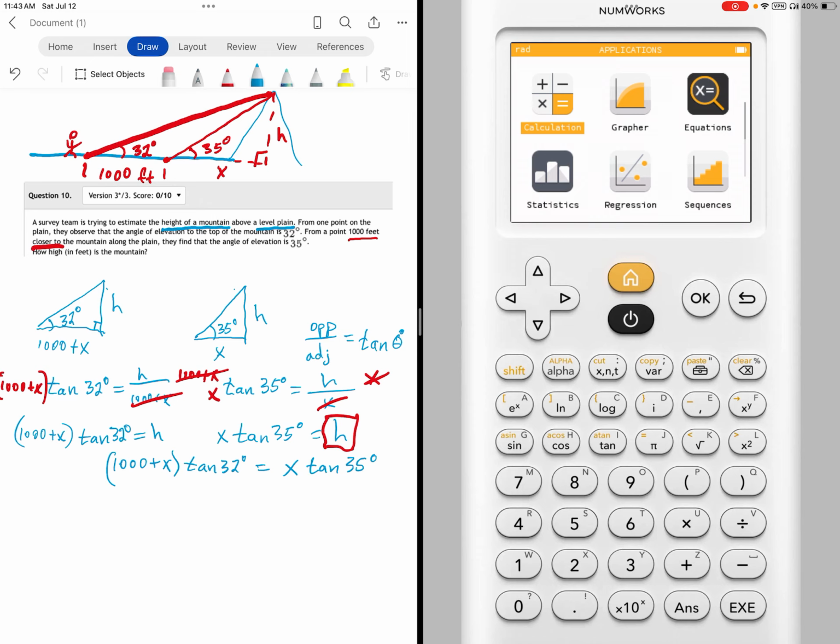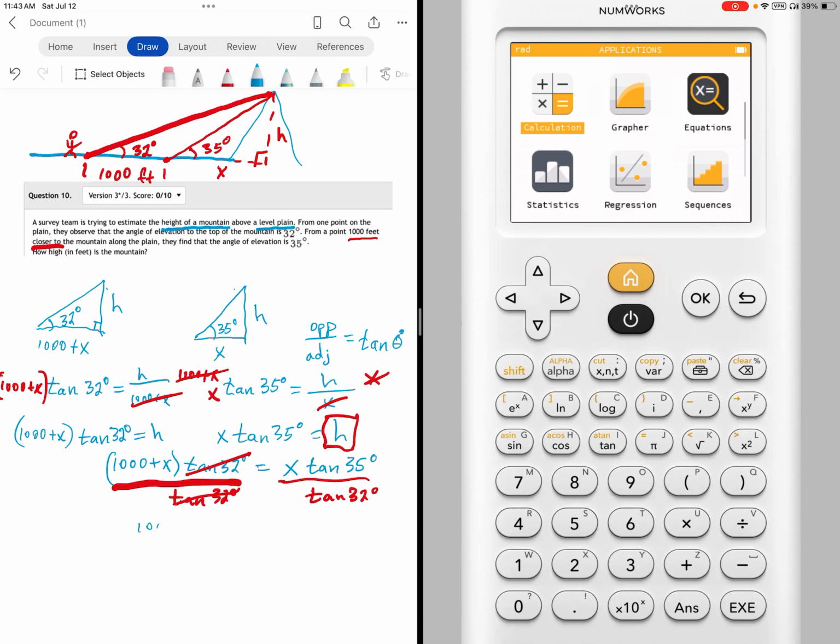Let's go ahead and distribute on the left-hand side. So we'll have 1000 tangent of 32 degrees plus x. Actually, I think we could do that... I'm going to back up a little bit. I think I see a simpler way. What if we divide both sides by the tangent of 32 degrees? So this is going to cancel with that because there's multiplication here.